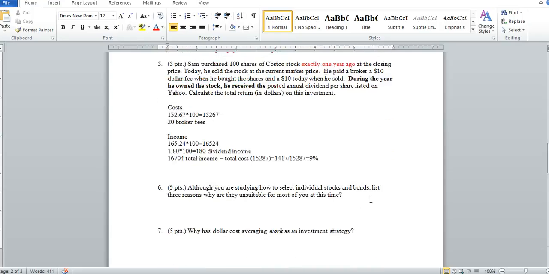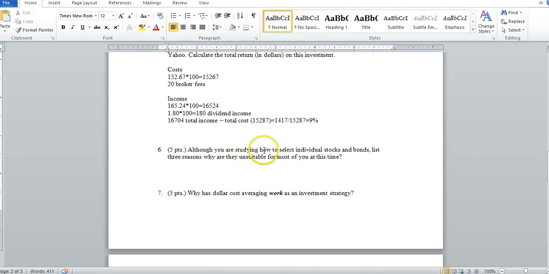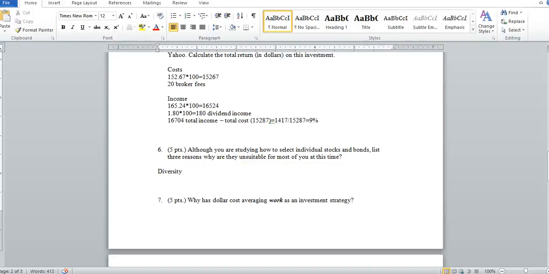All right, moving on. Although you are studying how to, we're looking at individual stocks and bonds. What are three reasons why they are unsuitable, not suitable for most of you? Well, the first thing is diversity. You can't buy just one stock. You would expose yourself to too much risk because you have all your eggs in one basket. And secondly, you can't even buy one bond. You have to buy 10 at a time for bonds. So that's going to cost you up around $10,000. So really, bonds are just too expensive.